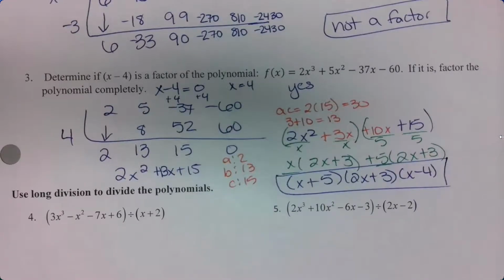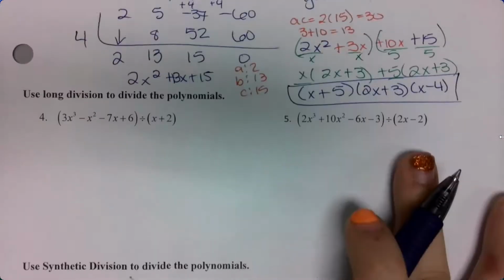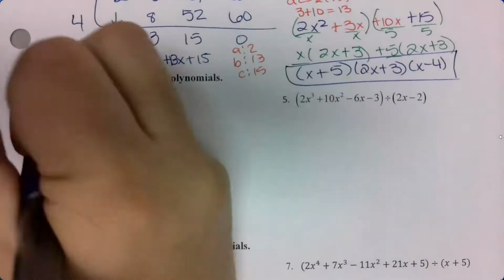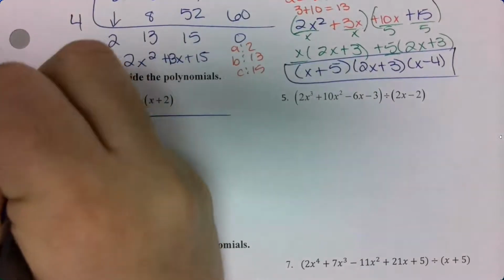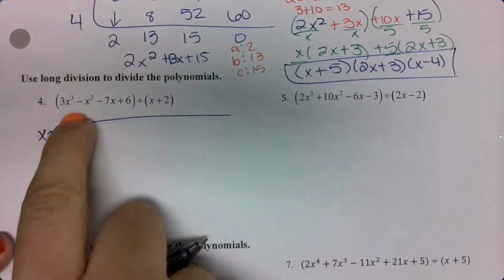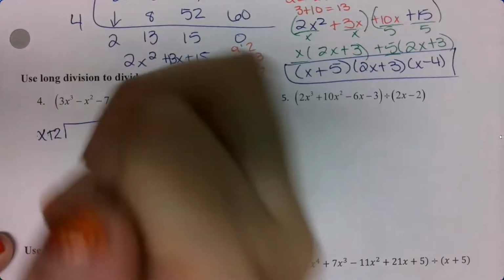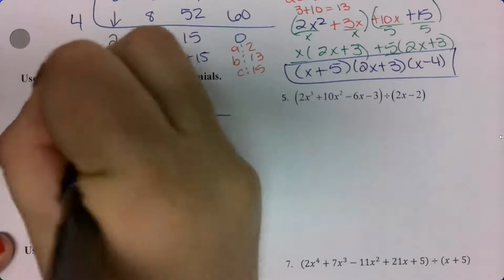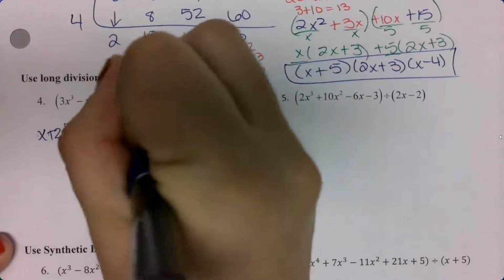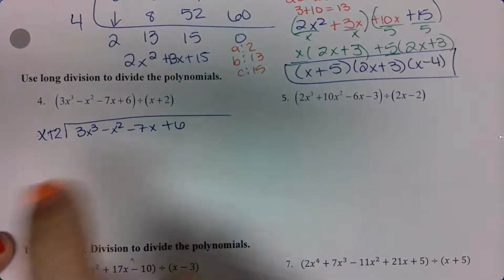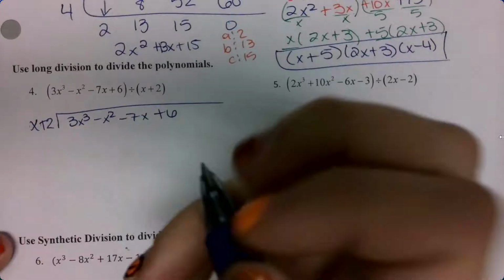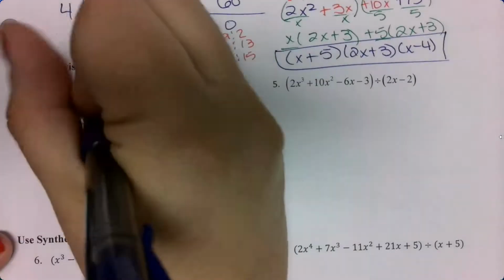There we go. Numbers 4 and 5 want me to use long division. So for this one, I want to set it up. X plus 2 goes on the outside. This one, all of my exponents are there, so I go ahead and write it in. I have 3x cubed minus x squared minus 7x plus 6. I want to turn x into 3x cubed. I need to multiply by 3x squared to do that.